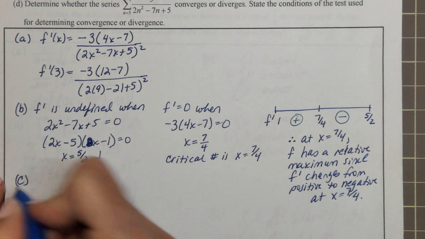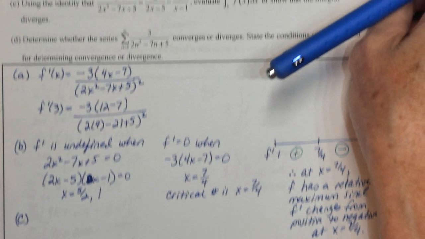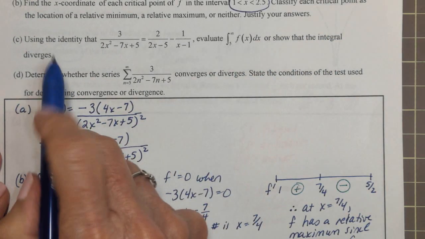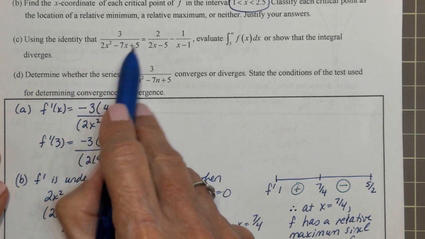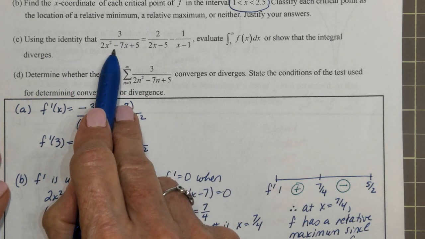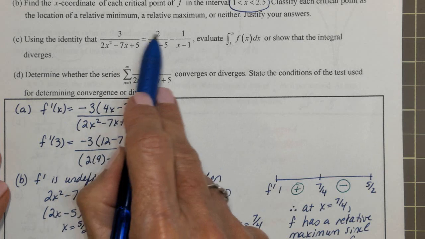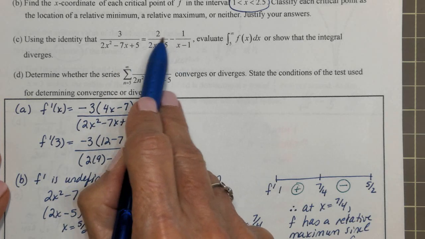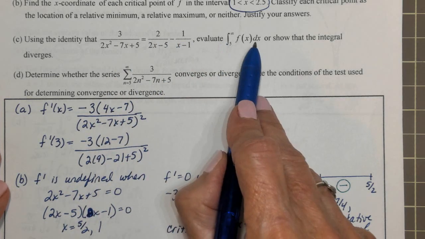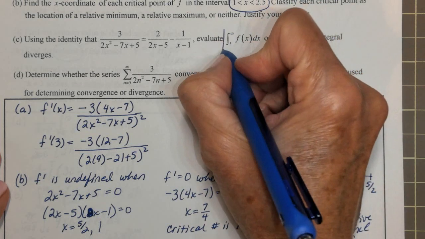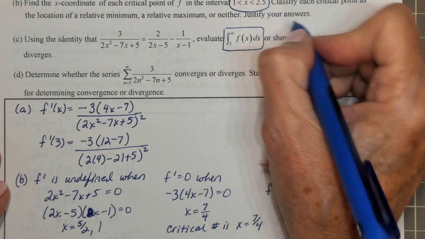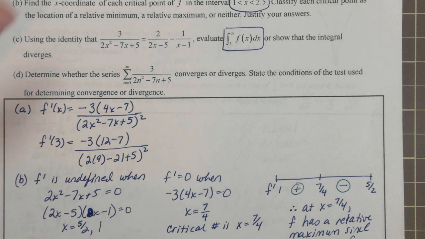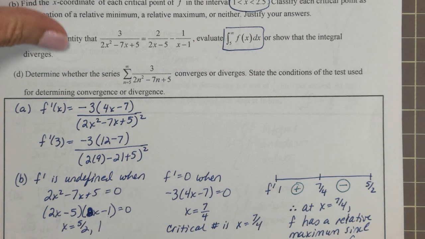Part C. Okay, using this identity that f can be broken up into these two pieces, evaluate this integral. Here we have an improper integral, so I know this was a BC only question this year. Evaluate that integral or show that it diverges.